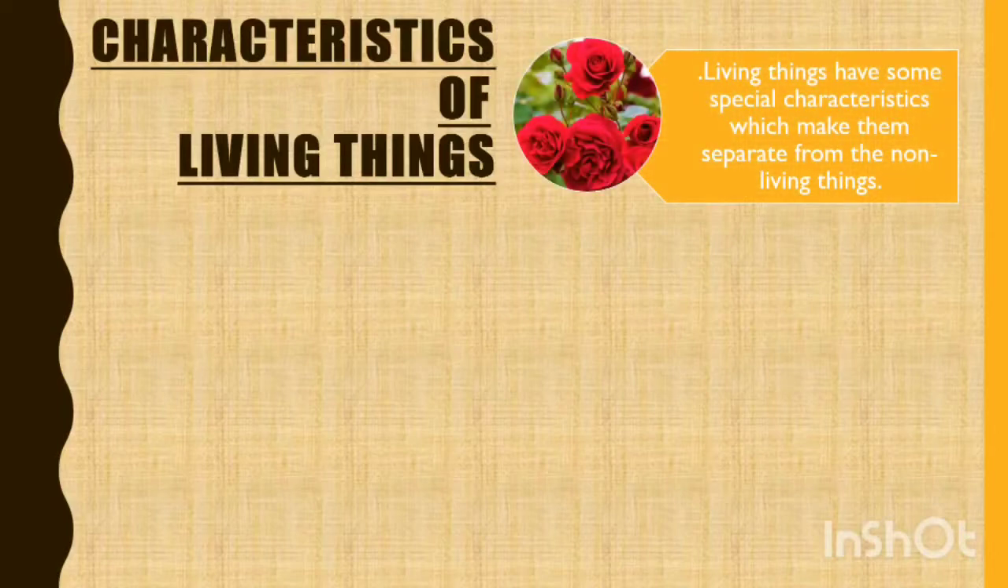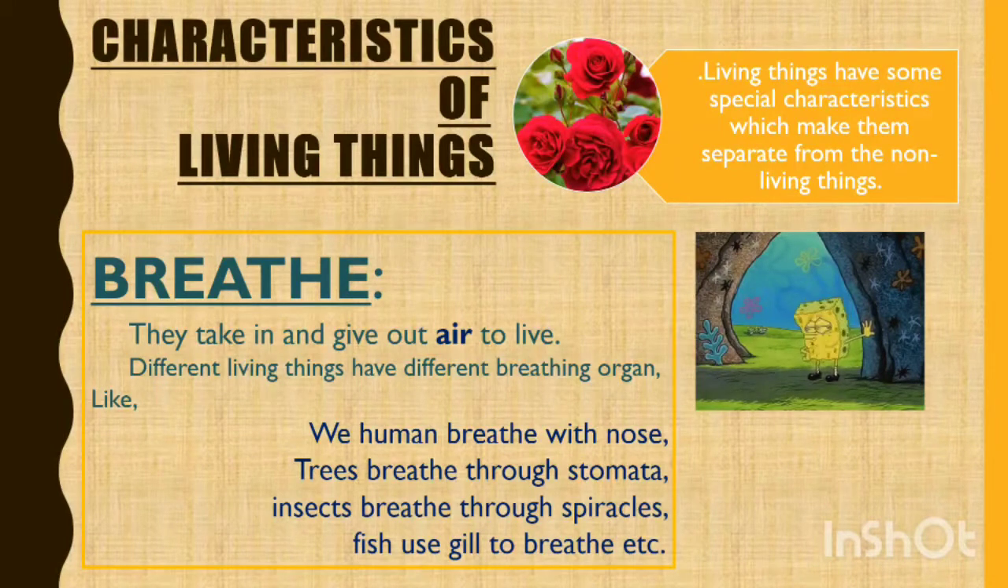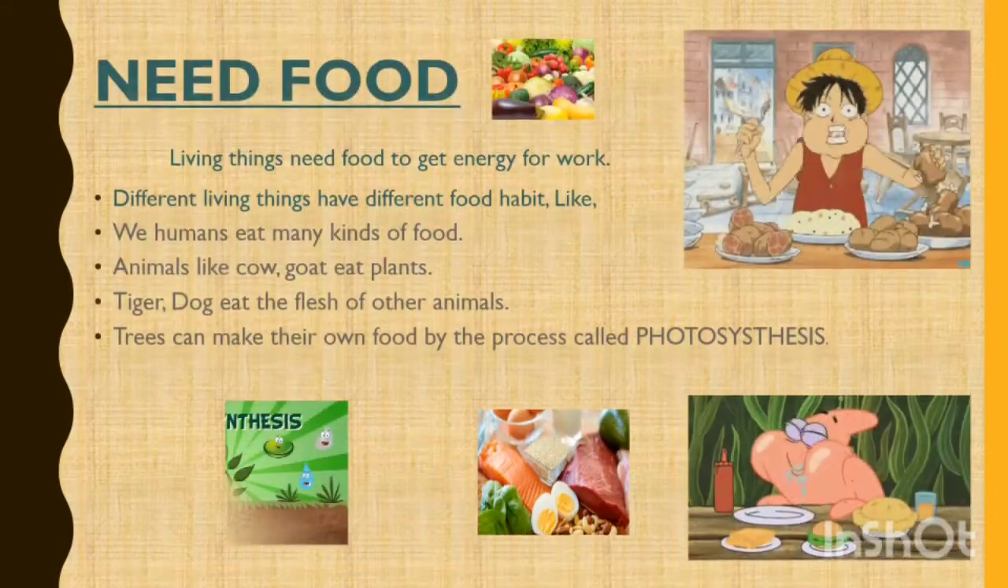First character we can see is breathing. So they take in air and give out air. That is how they breathe. Like we breathe in oxygen and plants breathe in carbon dioxide. We breathe out carbon dioxide and plants breathe out oxygen. Many living things have different breathing organs. Like we have nose, plants have stomata, insects have spiracles, fish have gills and all.